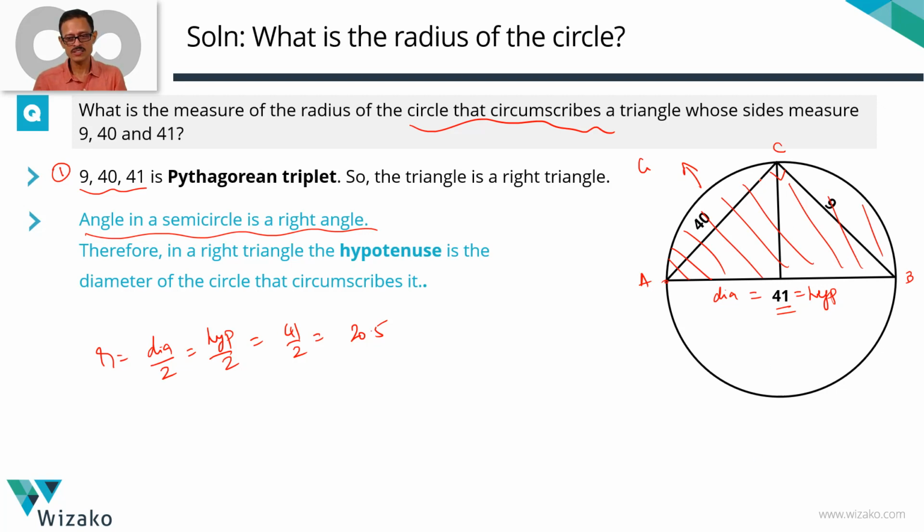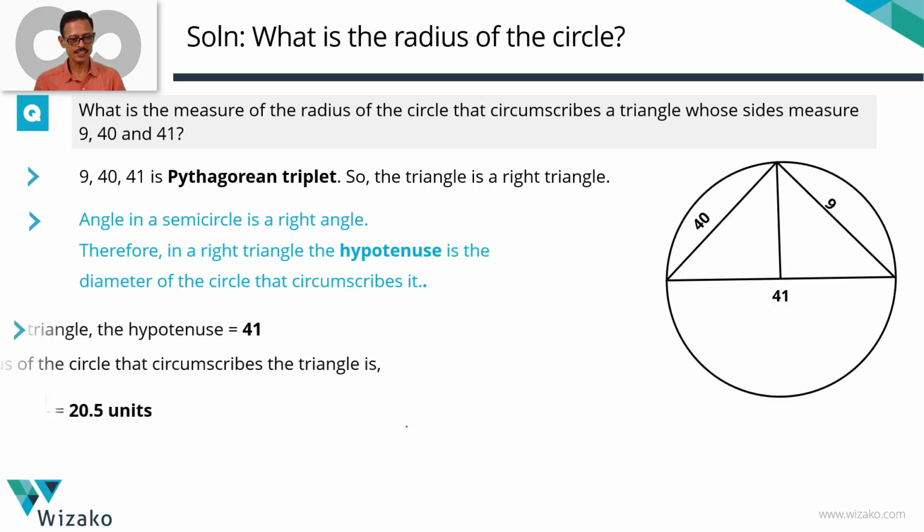Lastly, we know that this is a circumscribing circle that is deduced in step 4. What happened to be the diameter of that circle? Diameter of the circle is 41. So radius has to be diameter by 2. Diameter is a hypotenuse, therefore it's hypotenuse by 2. Hypotenuse is 41 units, so radius is equal to 41 by 2 or 20.5 units.